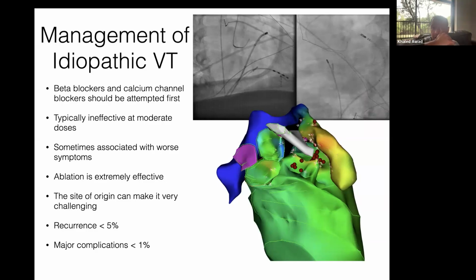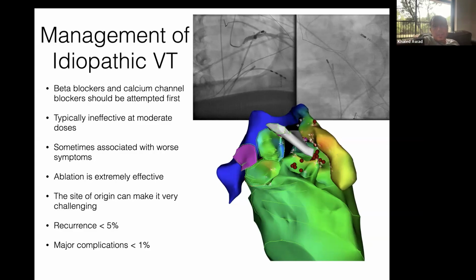Ablation is really the key treatment approach to idiopathic VT. The site of origin sometimes can be very challenging. Sometimes it's in an area you can't reach, but most of the time you can get rid of it. The recurrence rate is less than 5%, and the risk of complications is 1% or less in experienced hands.